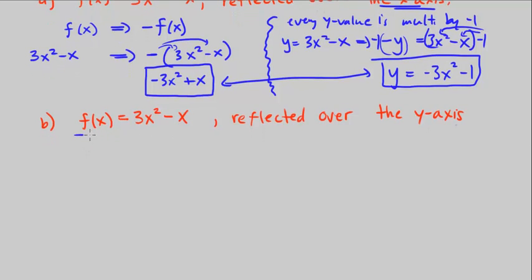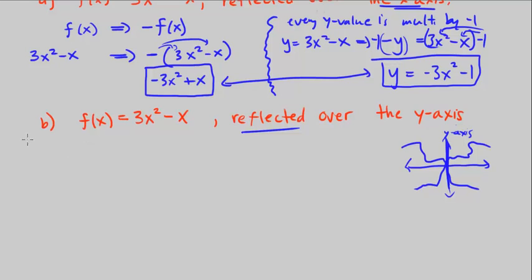Part B, we have the same function, f(x) = 3x² − x, but now we want to reflect over the y-axis. This one is our y-axis here. If we have something like this, our reflection is going to make the y-axis the mirror, and it's going to be something like this. I didn't do it so well, but you get my point. We're putting a mirror in the middle, and that's the reflection.